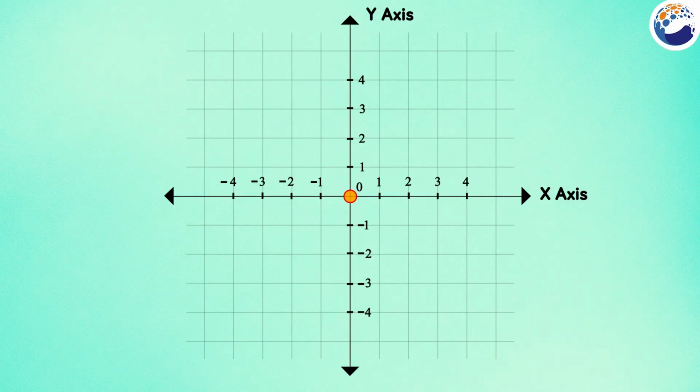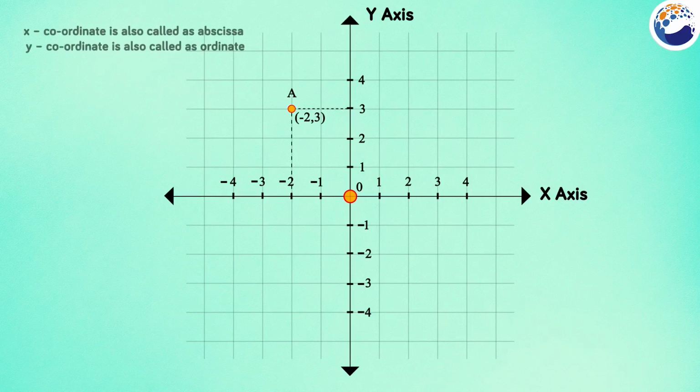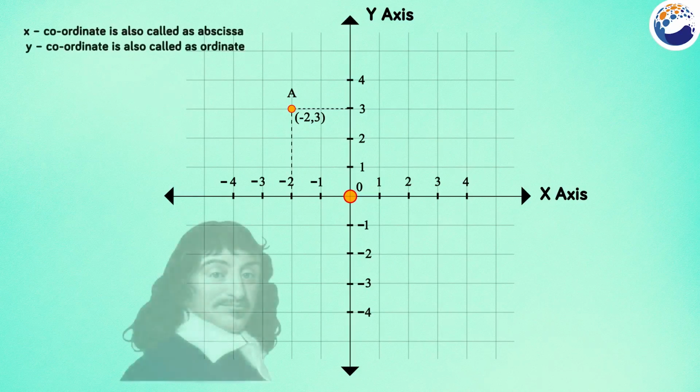For example, consider this point A on the graph. The x coordinate of point A is -2 and the y coordinate is 3. The x coordinate is also called the abscissa and the y coordinate is also called the ordinate. Similarly, we can also locate any point with the given coordinates.